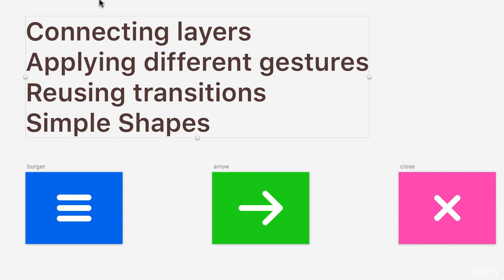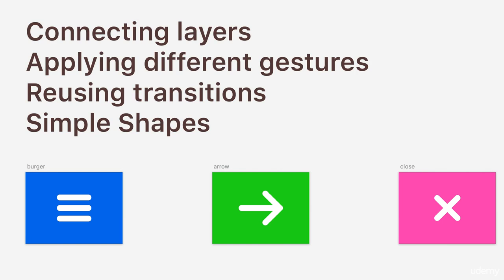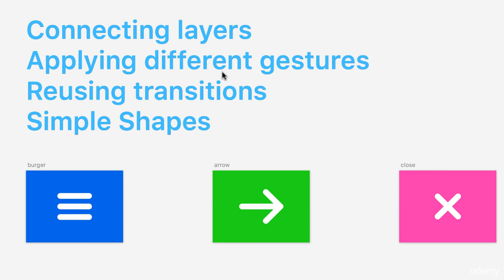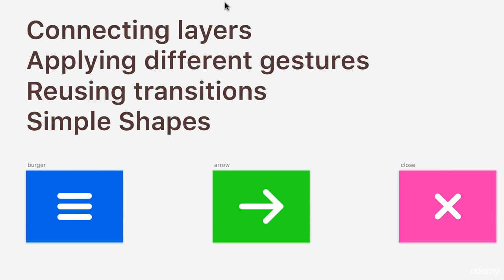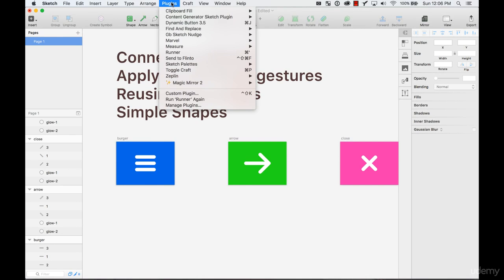We're going to learn how to connect layers in Flinto, how to apply different gestures to the same element, and how to reuse transitions. The cool thing about this is that you create the transition once and you can reuse it in different templates or different elements. And also a cool feature from Flinto: whatever simple shape or rectangle you create on Sketch, it will turn it into vectors on Flinto too. And it will respect even the corner radius. So that's pretty cool. So let's go ahead and send to Flinto.